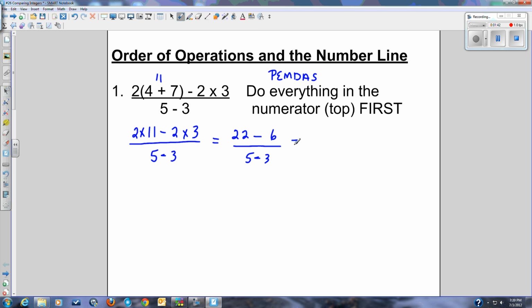Let's continue. We have to finish with the numerator. 22 minus 6 gives us 16. And now we have 16 over 5 minus 3. Now we can go ahead and work with the denominator. Well, 5 minus 3 gives us 2. So we have 16 divided by 2, or 16 over 2, and that simplifies to 8. So we do everything in the numerator first, then do everything in the denominator, and then either reduce or divide if you can.